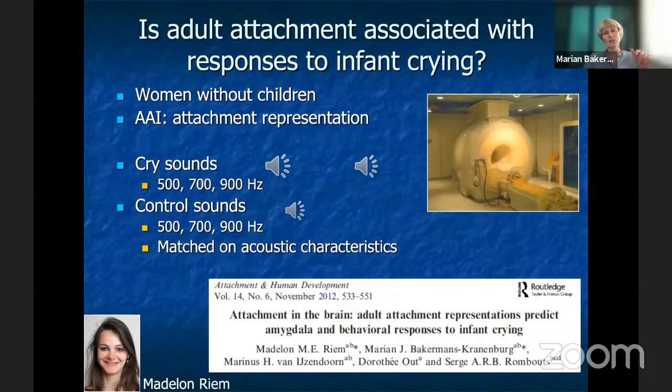Now, in an fMRI machine, you always also need a control sound to measure the difference in brain activity between the sound you're interested in and a control sound. And this control sound was made by cutting the cry sound in 1,000 pieces and reordering them randomly. And is this what you hear?